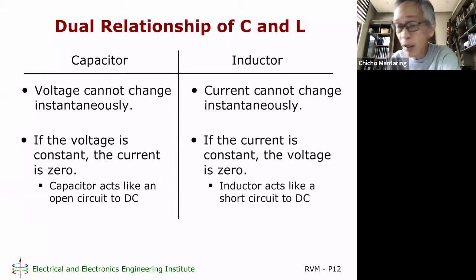Bakit open circuit yung capacitor? Kasi insulator lang siya, di ba? If you imagine your two plates, there's an insulator in the middle. At steady state, current cannot flow through your insulator, so it's an open circuit. On the other hand, bakit short circuit yung inductor? Kasi ang inductor mo, wire lang naman yan eh. Wire. If it is a perfect wire, it's a short circuit. So it's easy to imagine why your capacitor acts like an open circuit to DC and why your inductor acts like a short circuit to DC.